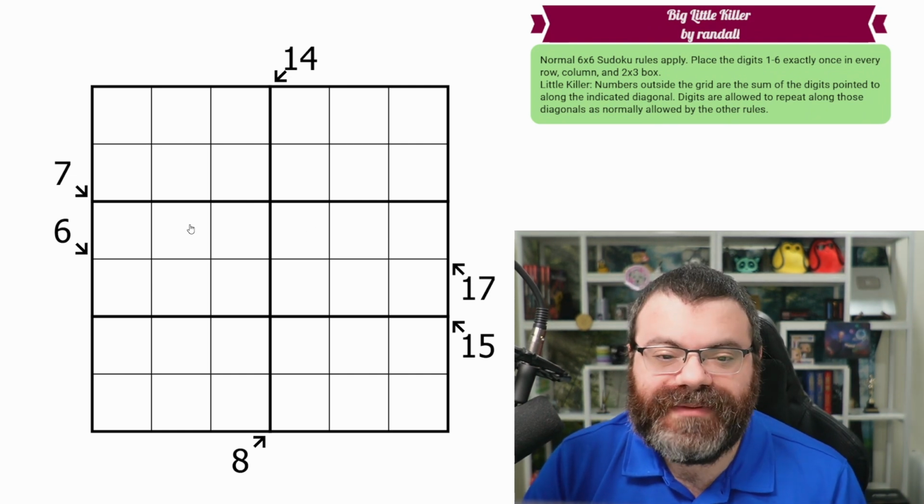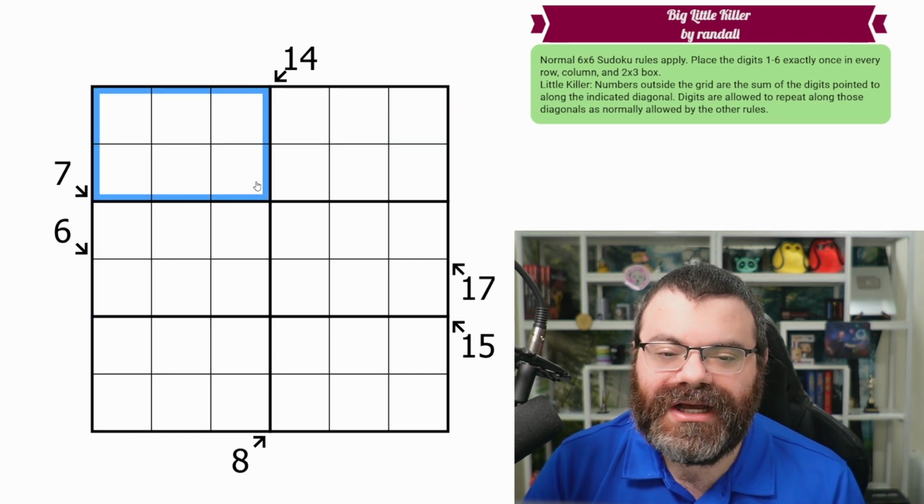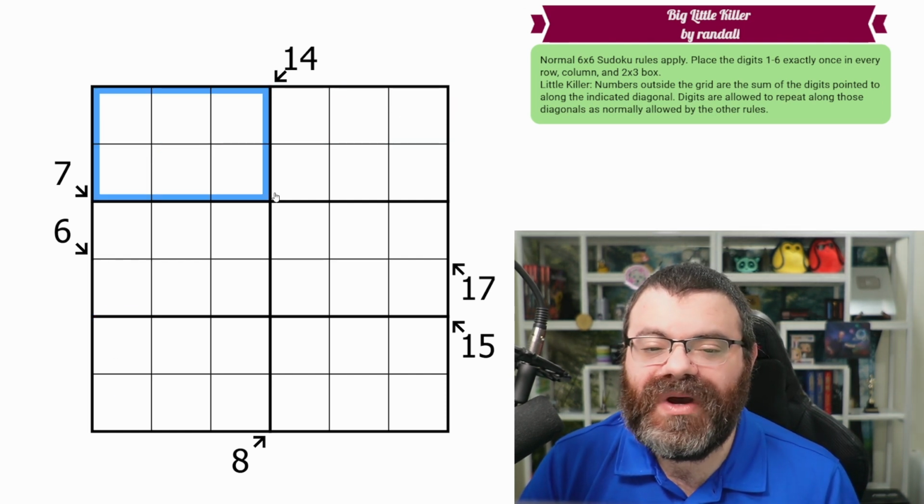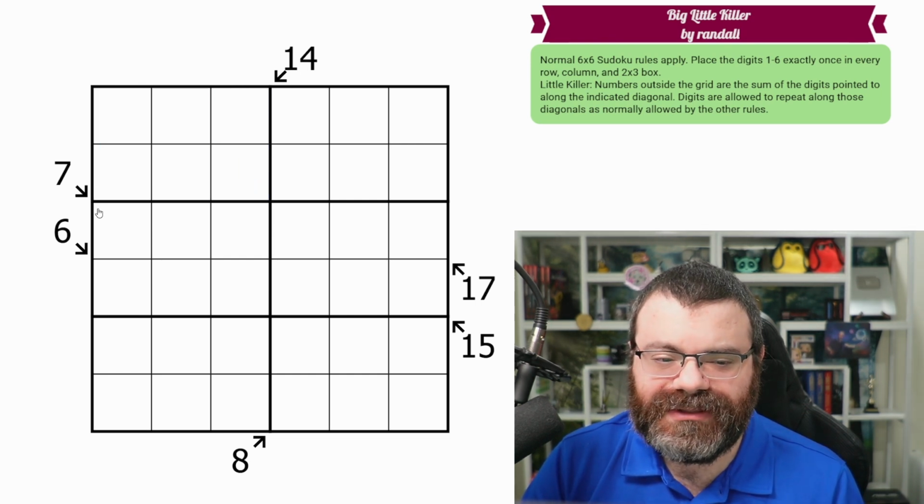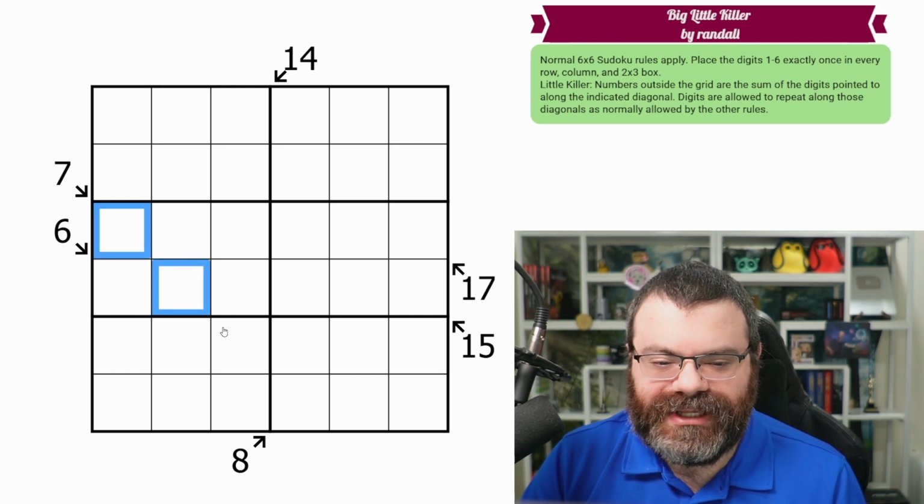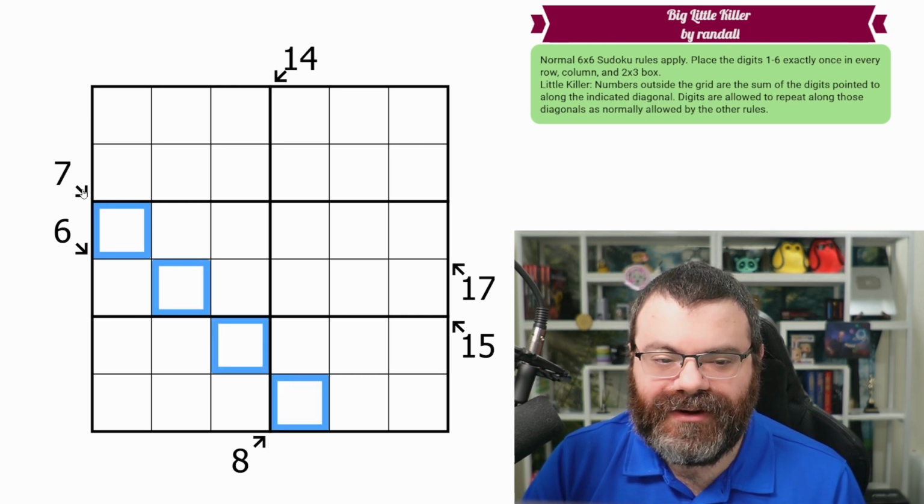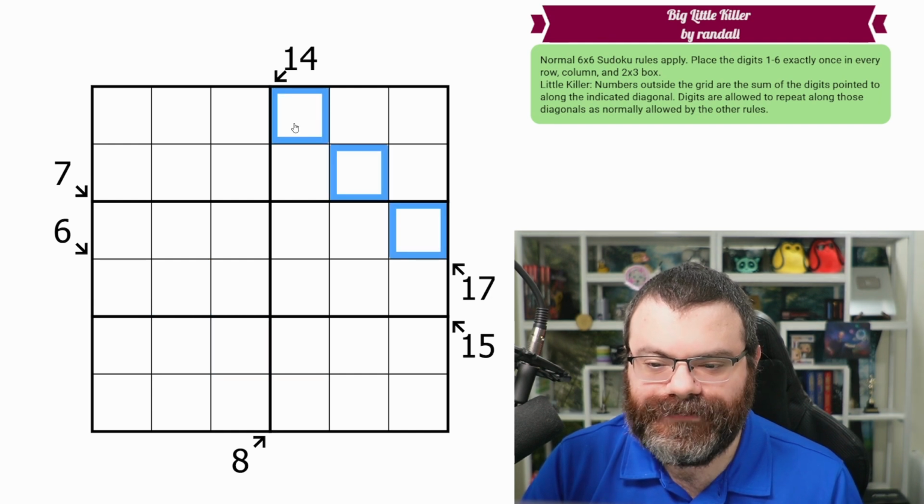So we have normal 6x6 Sudoku rules, meaning in every row, every column, and every 2x3 box, we are placing the digits 1 to 6 exactly once each. We also have these clues outside the grid with diagonal arrows. So you look at the cells that the arrows point at. For example, this 7 with the arrow diagonally here, it points at these 4 cells. This 17 points at these 3 cells.